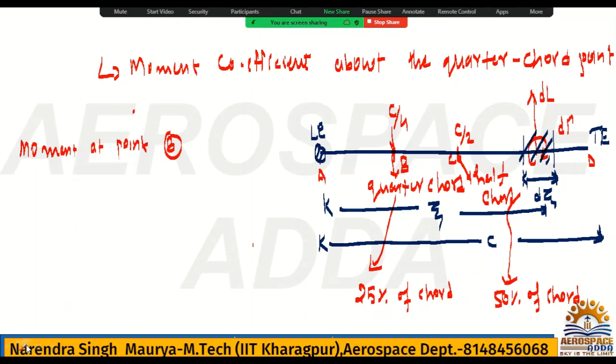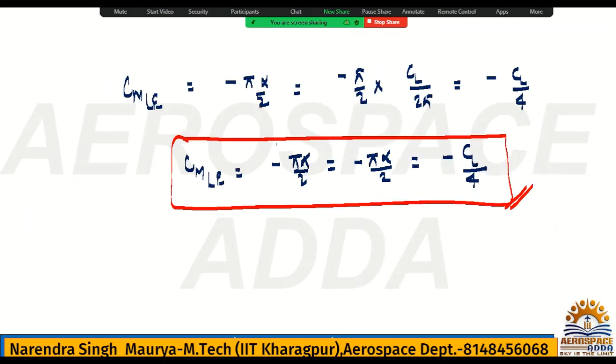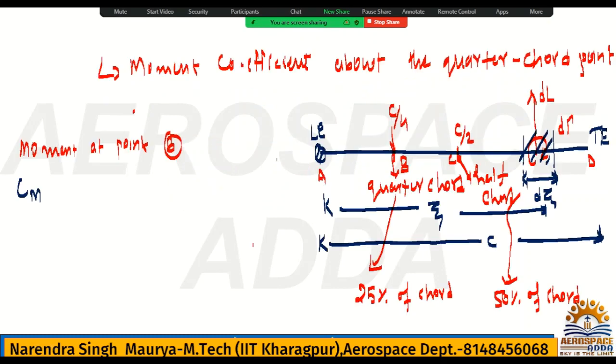Quarter chord means what? Pitching moment coefficient at quarter chord. So it is Cm. Earlier we had written CMLE, LE for leading edge, but we are not going for LE. We are going for quarter chord. Quarter chord means at C by 4. Yes or no? Quarter chord means C by 4. 100 divided by 4 means 25, so 25%. So it is also called C by 4. 50% means C by 2. Yes or no?